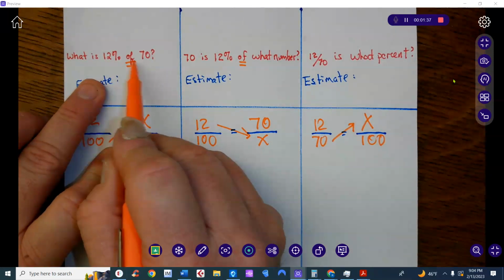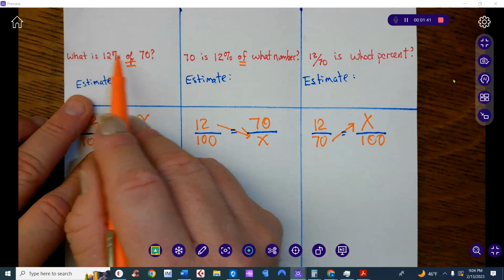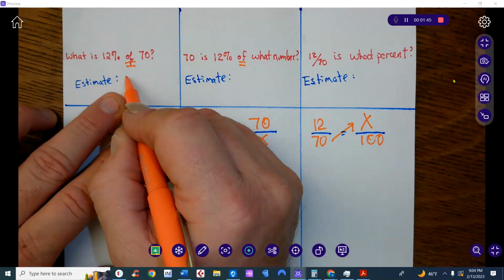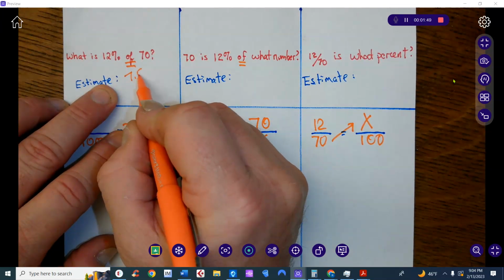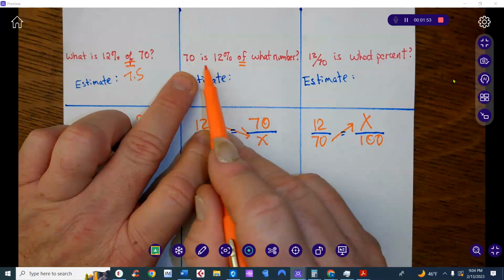So 12% of 70, I don't know what that is, but I do know that 10% of 70 is, I'm sorry, is 7. So it's going to be maybe 7.5 or something like that, right? Now, this is a little bit harder.